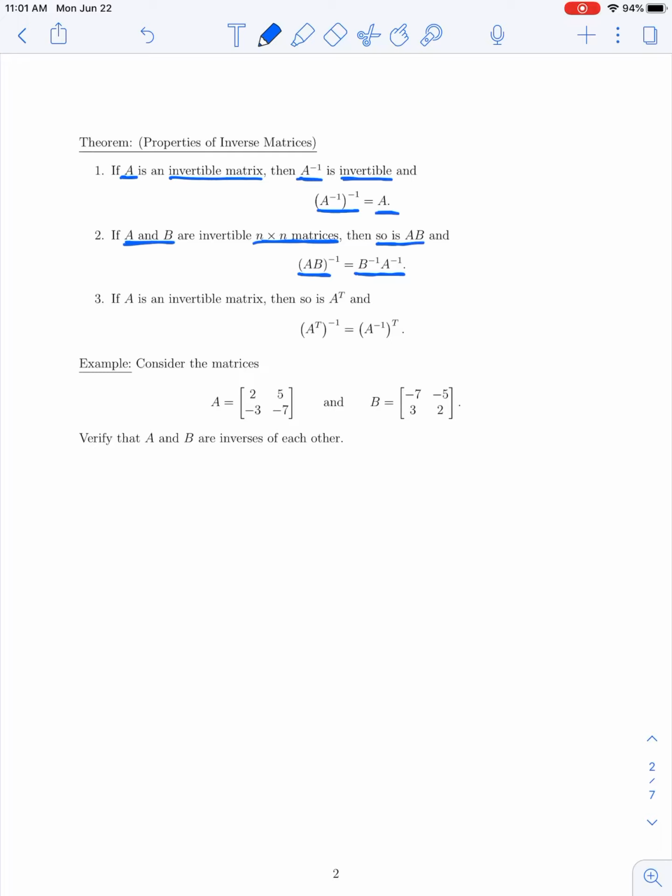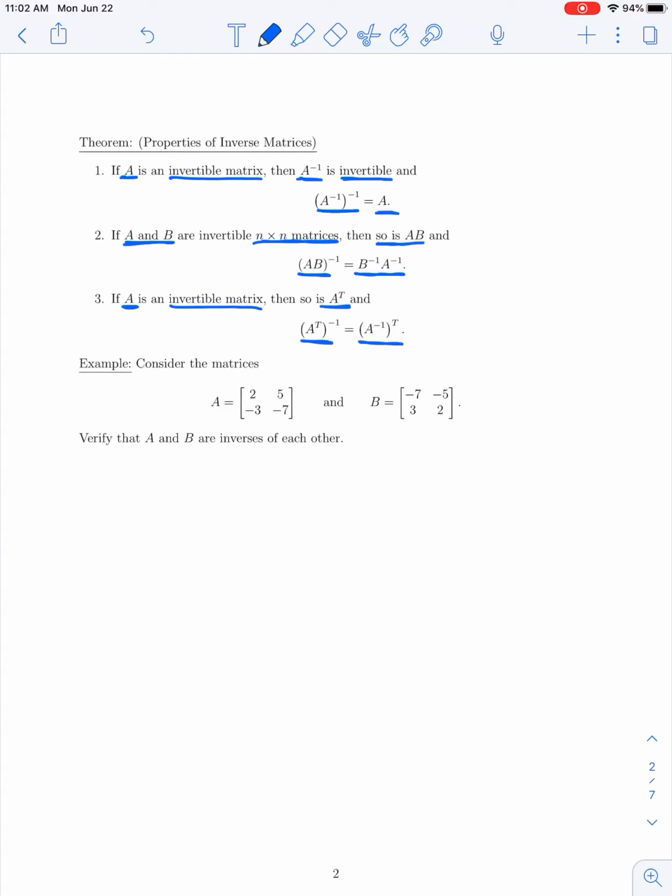And then our third property is if A is an invertible matrix, then so is A transpose, and the inverse of A transpose is equal to the transpose of A inverse. So if we have an invertible matrix and I need to find the inverse of a transpose, I can just take the inverse matrix of A and then take its transpose.